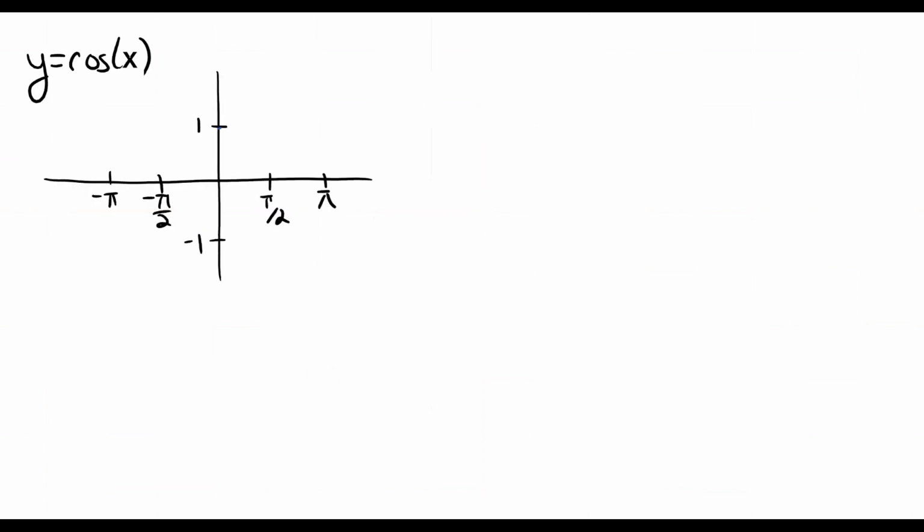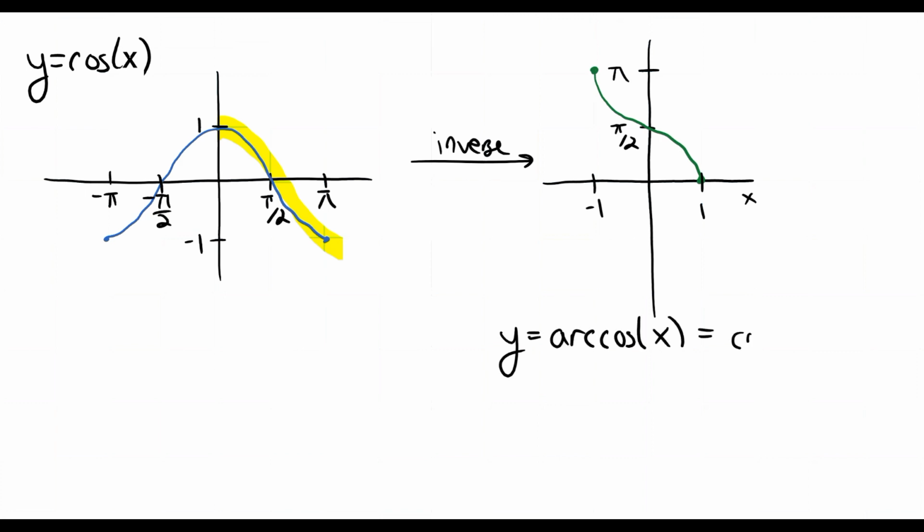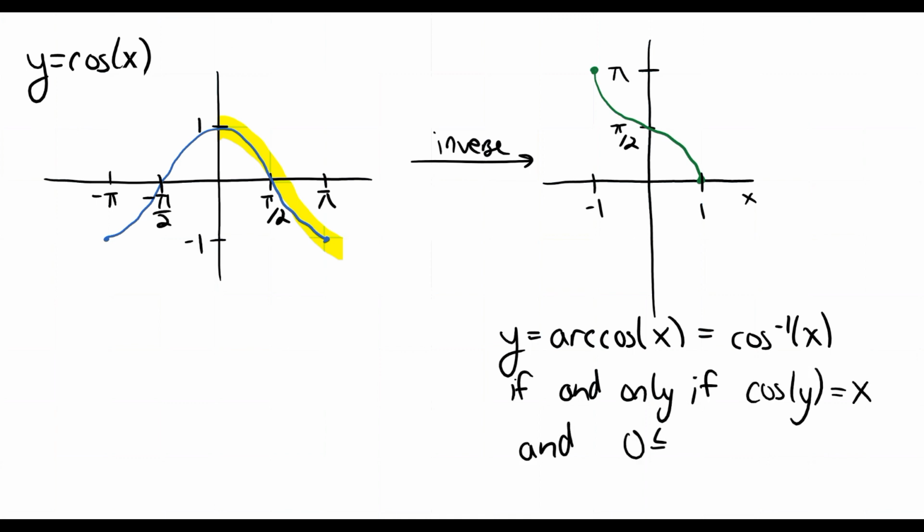We can do a similar argument for cosine of x. Since we needed to pass the horizontal line test, we let the values run from 0 to pi in this case. Now when we flip cosine of x to get arc cosine of x, the domain of arc cosine of x is from minus 1 to 1, and the range is from 0 to pi. Now we say that y equals arc cosine of x, or if you'd like, inverse cosine of x, if and only if cosine of y equals x and y is bounded between 0 and pi.